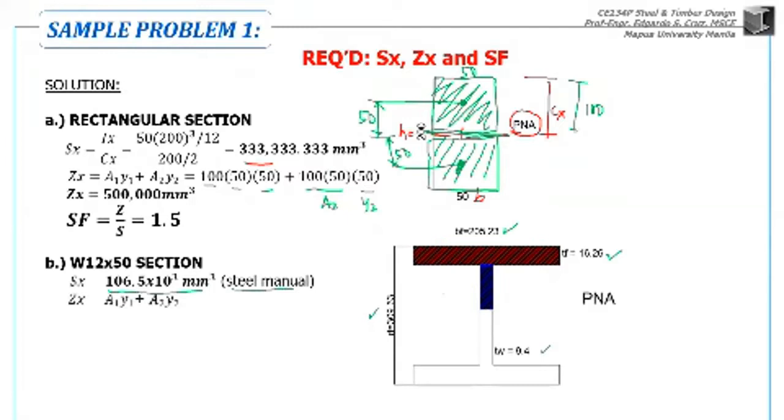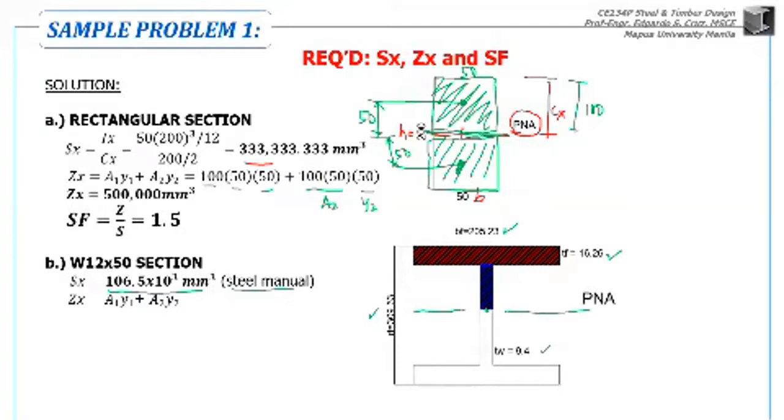Next is Z of X. Okay, paano pagkuha ng Z of X ng wide flange section? Hindi ba ang wide flange section is symmetrical about X? Kapag yung section mo ay symmetrical about X, the PNA is easily determined. So nasa gitna lang. Kasi that axis will divide the whole area into two equal areas. So ayan doon yung PNA.